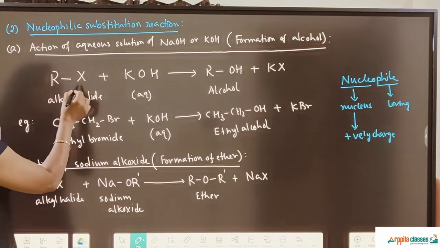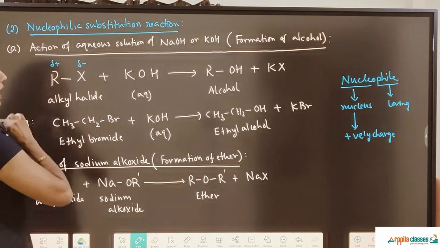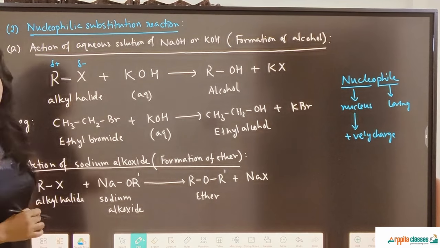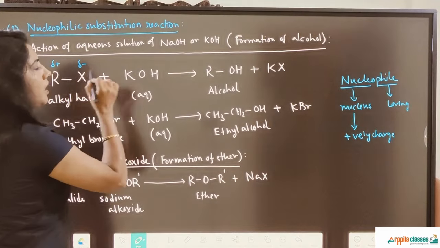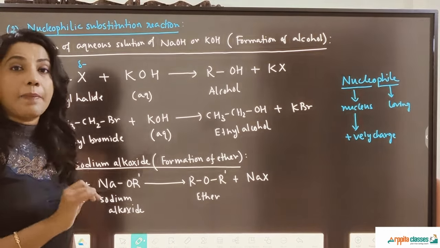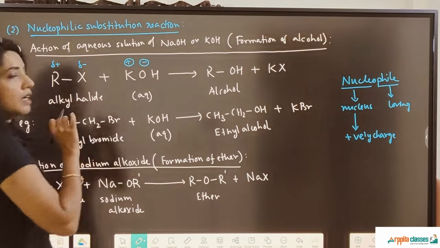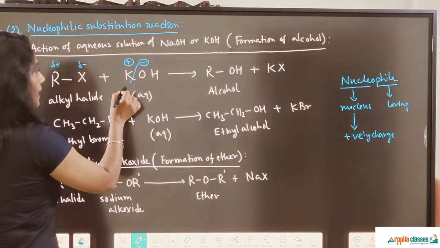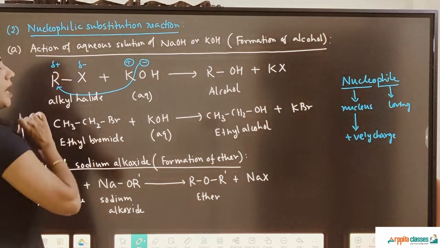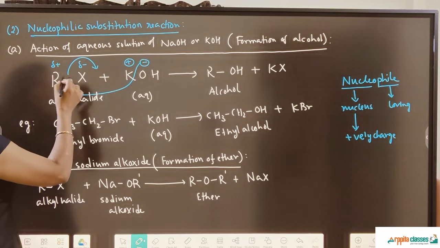Now this is your alkyl halide RX, which has a polar bond, delta plus and delta minus. And you are treating this with aqueous KOH. It is basically the previous reaction only. In presence of water, KOH will dissociate as K plus and OH minus, and this OH minus will be acting as a good nucleophile. It will be attacking the carbon here, and X will be coming out from here. So you'll be getting ROH.